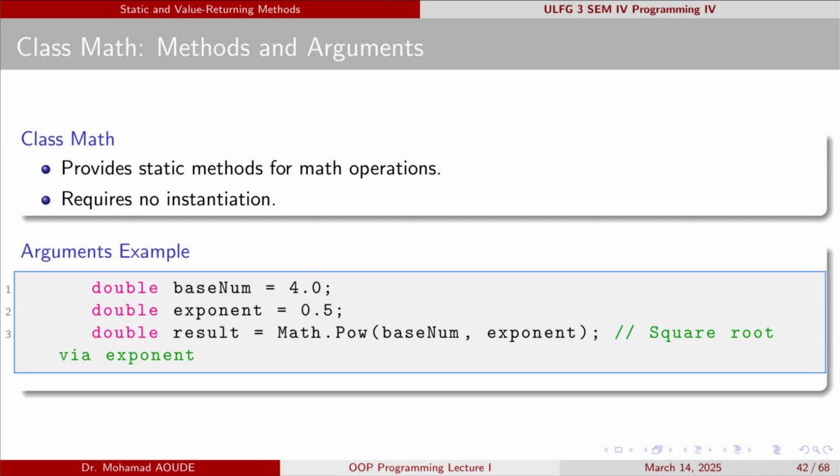The Math class is full of static methods. Here's an example. Math.Pow(baseNum, exponent) raises a number to a power. baseNum is 4. Exponent is 0.5. So the result is the square root of 4, which is 2. Static methods like these make it super easy to perform calculations cleanly and quickly.